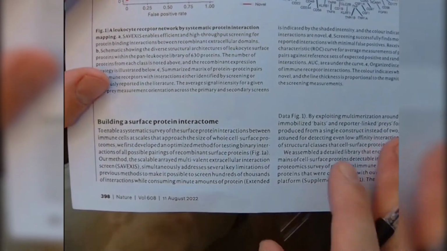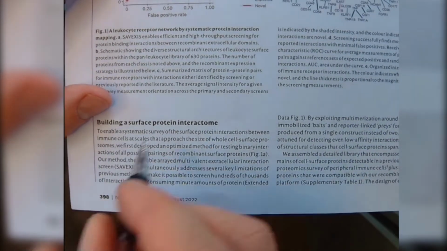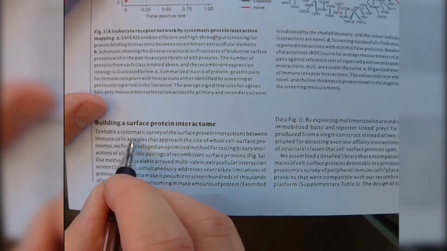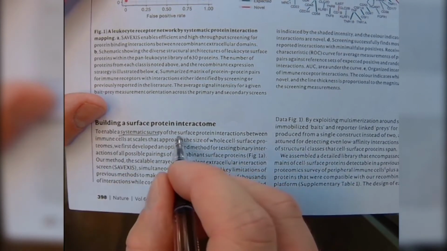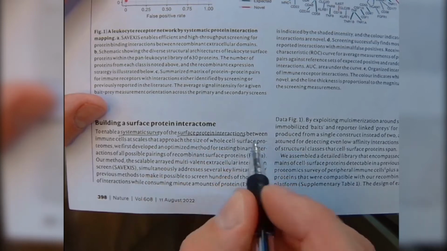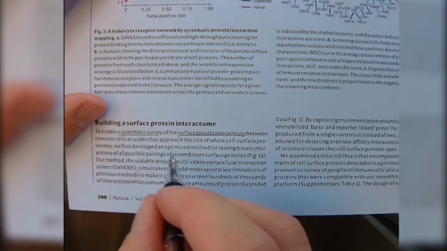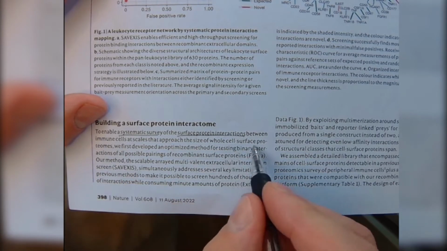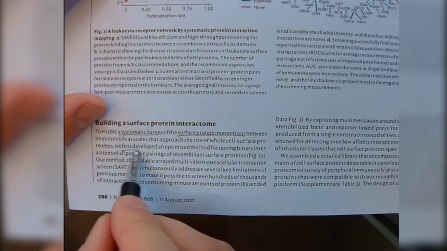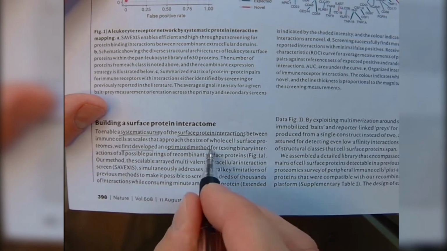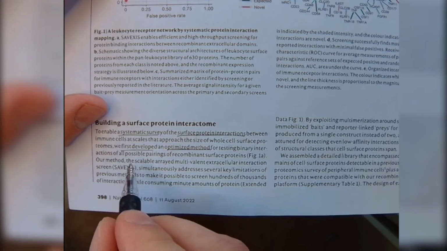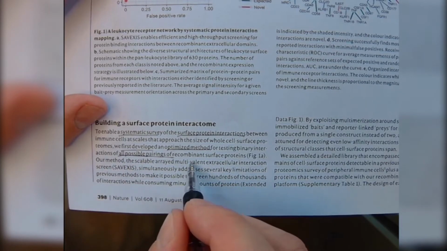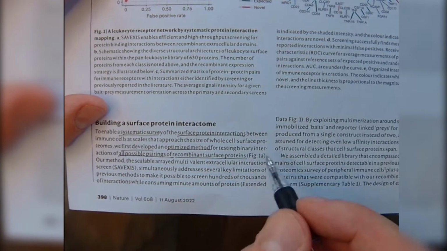This figure is called Building a Surface Protein Interactome. To enable a systematic survey of the surface protein interactions between immune cells at scales that approach the size of whole cell surface proteomes, we first developed an optimized method for testing binary interactions of all possible pairings of recombinant surface proteins, figure 1a.